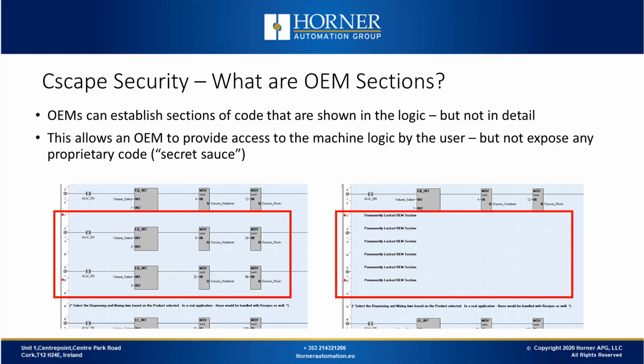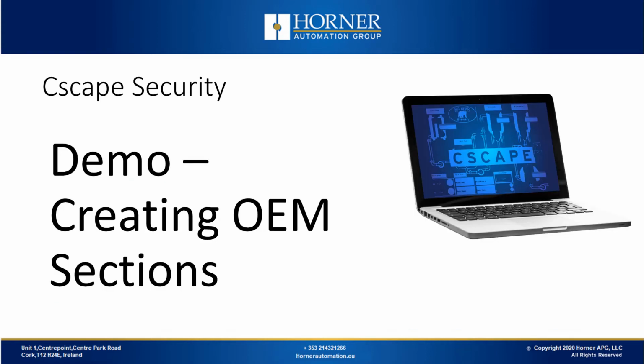So that demonstrates adding some level of access to an end user. Now we'll discuss the OEM sections of code that an OEM can set up. They can hide certain sections of code so that anything that is proprietary or secret can be hidden from the user. An OEM can mark different sections of code, and there can be multiple sections. Now we'll demonstrate OEM sections in Cscape.